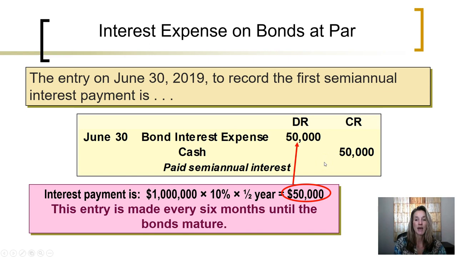This journal entry will happen again after another 6 months have passed. This entry is made every 6 months because every 6 months the corporation has contracted to pay the investors interest of $50,000. So for 20-year bonds, this interest payment is made 40 times. So this journal entry is made 40 times over the life of the bonds, every 6 months.